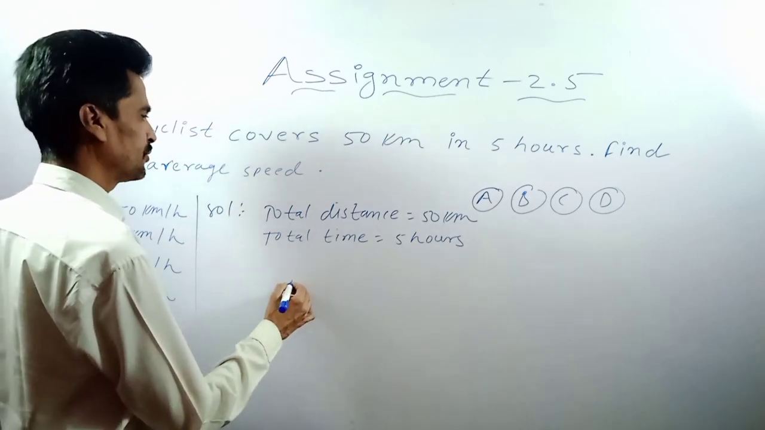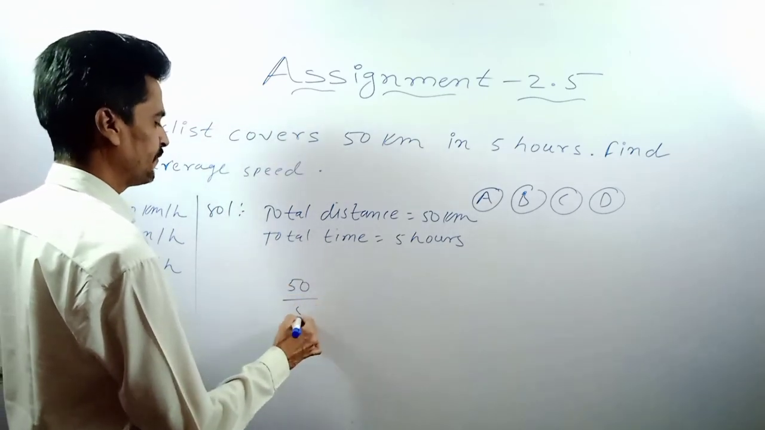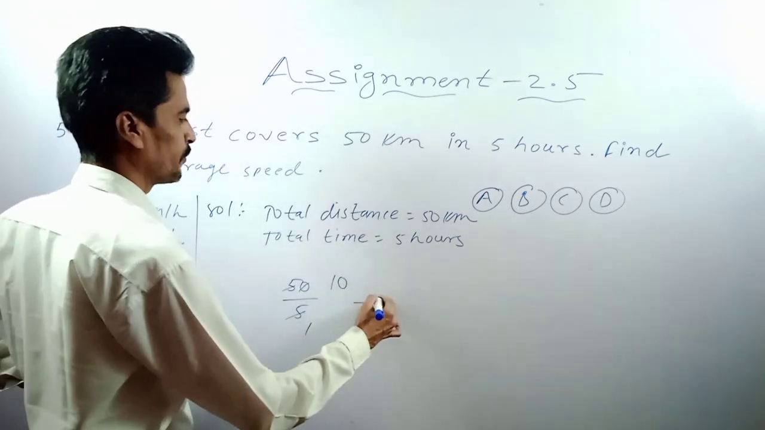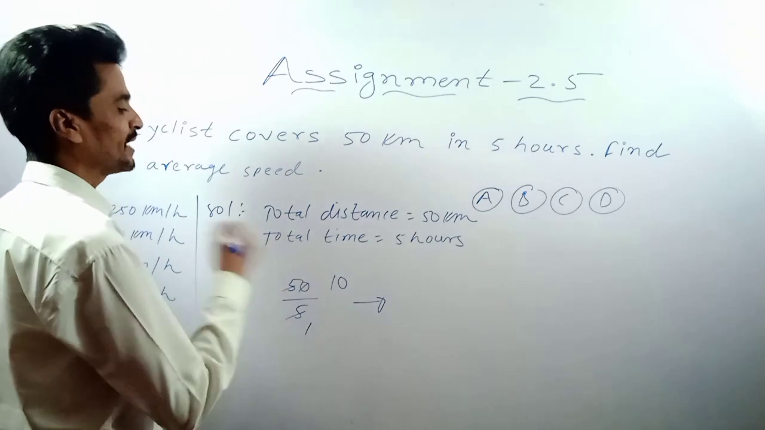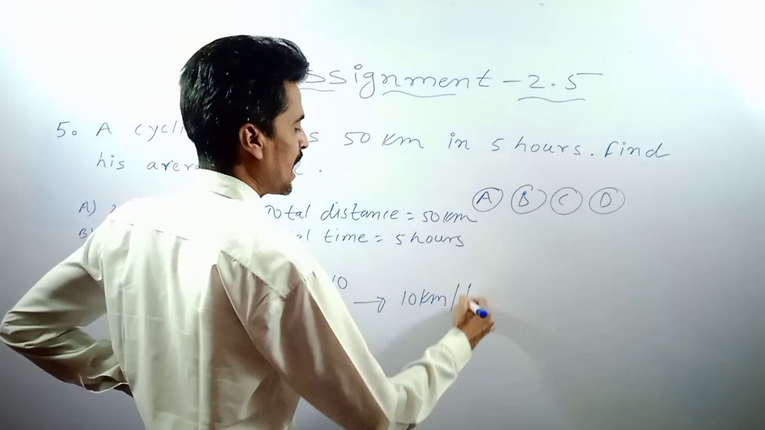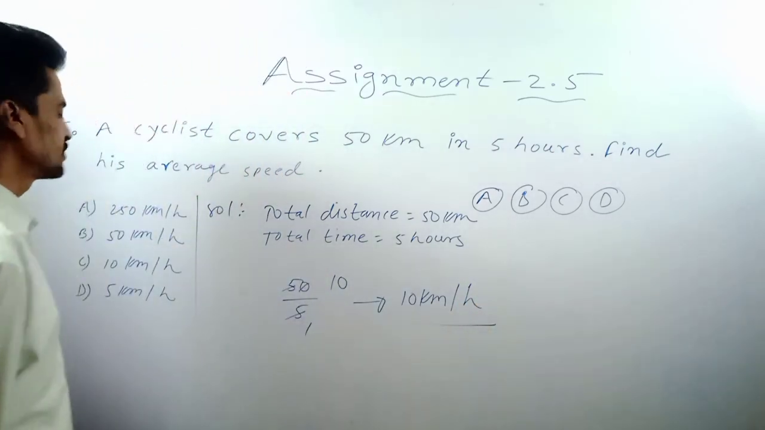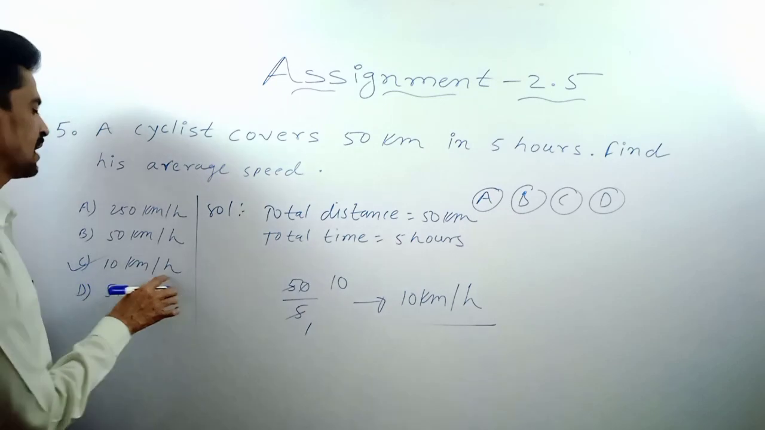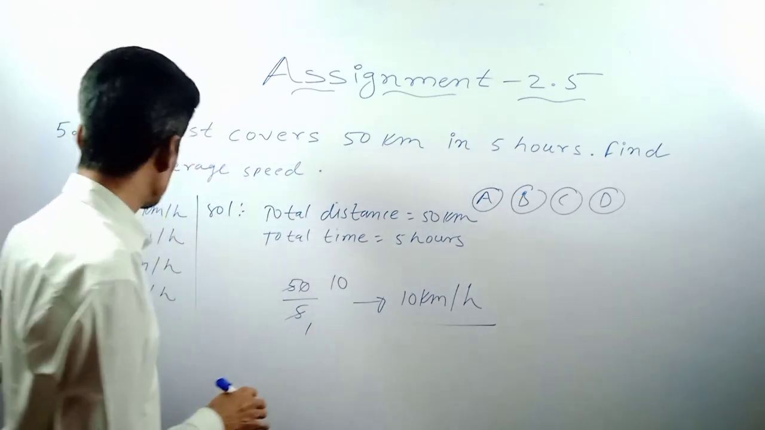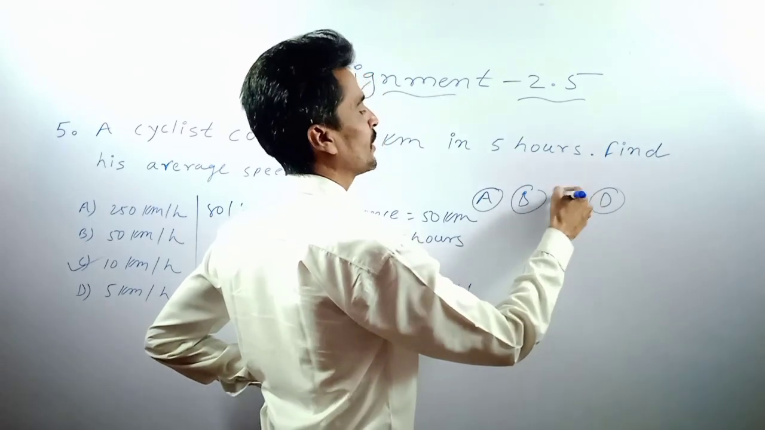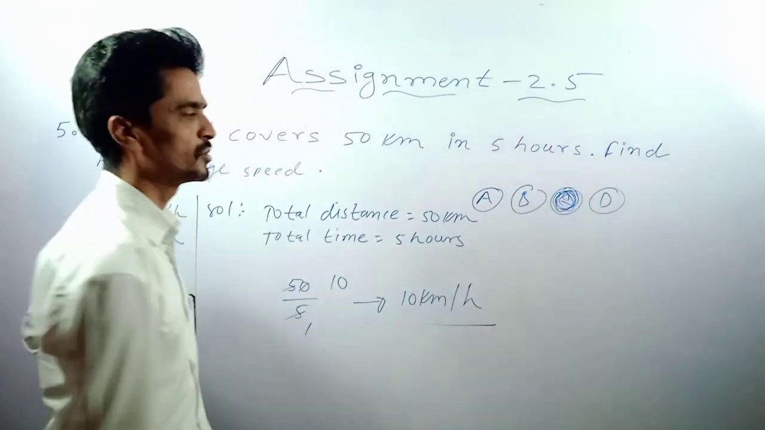So simply you divide 50 upon 5. 5 ones are 5, 5 ones are 5, 5 zero is a 0. His average speed is 10 kilometer per hour, and find out the answer where it is. In option number C is 10 kilometer per hour. Option number C is the correct answer. So I am coloring very well here option number C. Why? Because it is our correct answer option.